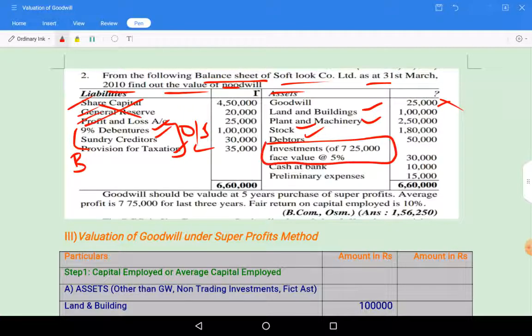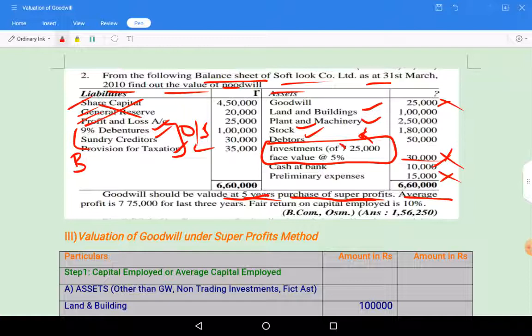Investments, face value, put a star mark, I'll tell why later. This is not 7 lakh, it is 25,000 at 5%. Market value is given at 35,000, face value is 25,000 of those investments. Investments we should not take for the calculation of capital employed. Cash at bank we should take. Preliminary expenses, being a fictitious asset, we should not take. Goodwill should be valued at 5 years purchase of super profits.